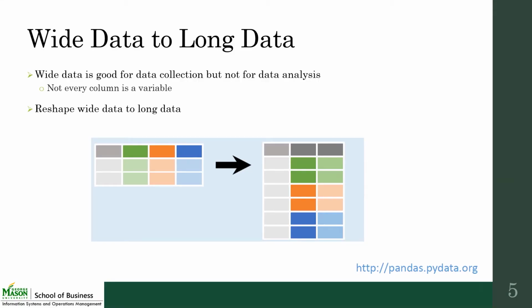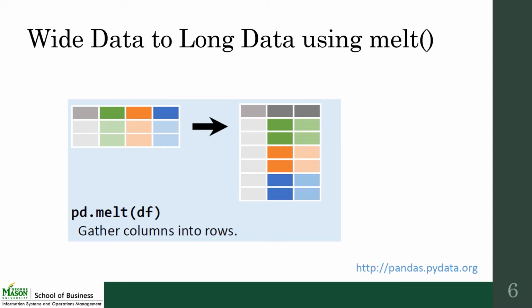You may come across a dataset that has a wide data structure, where every column is not a variable. This is a typical way that some organizations collect data, especially time series related data. A wide data structure is typically reshaped into a long data structure for the purpose of data analysis. To convert wide data to long data, we could use the pandas melt function. Let's take a look at an example.